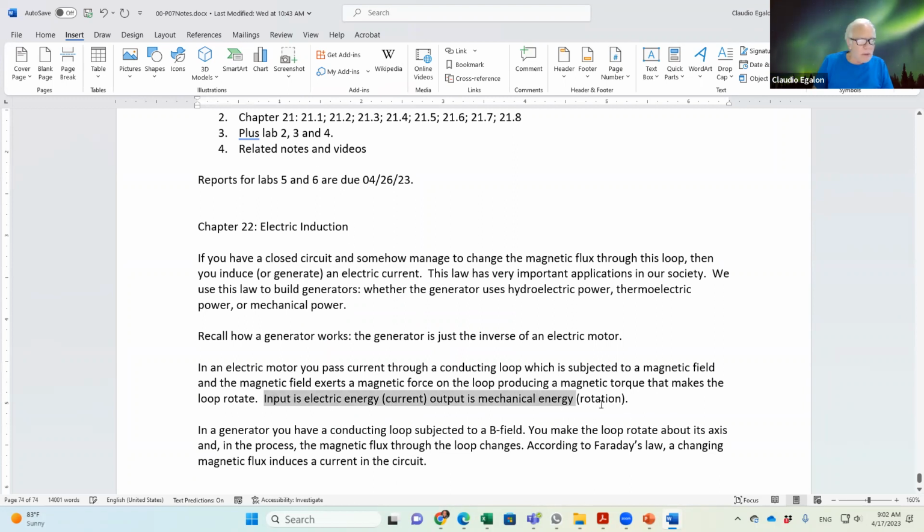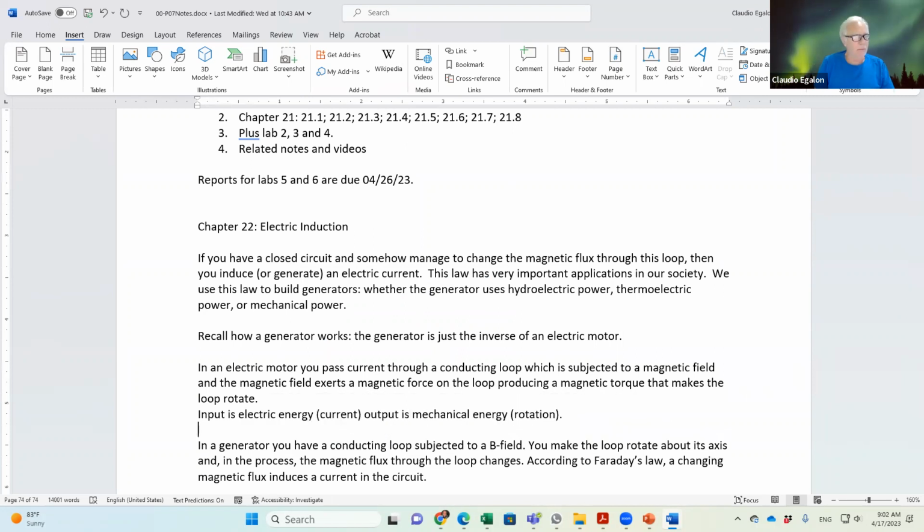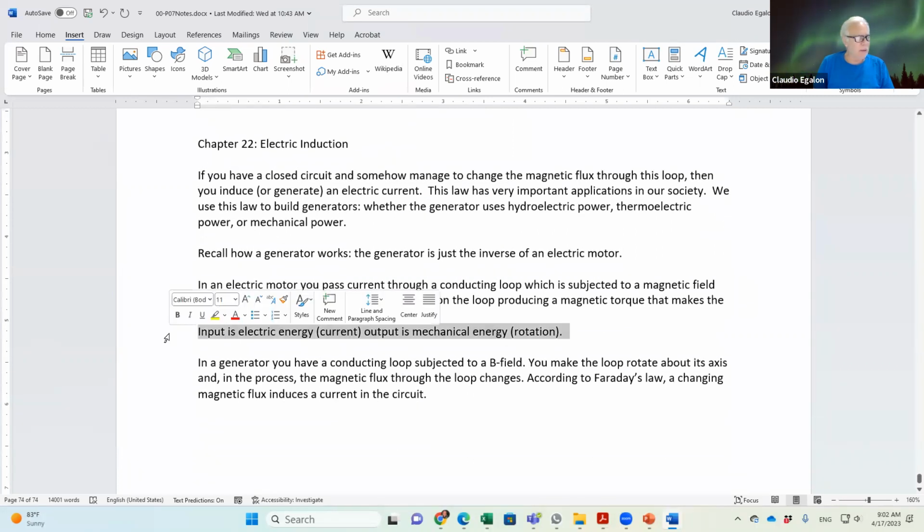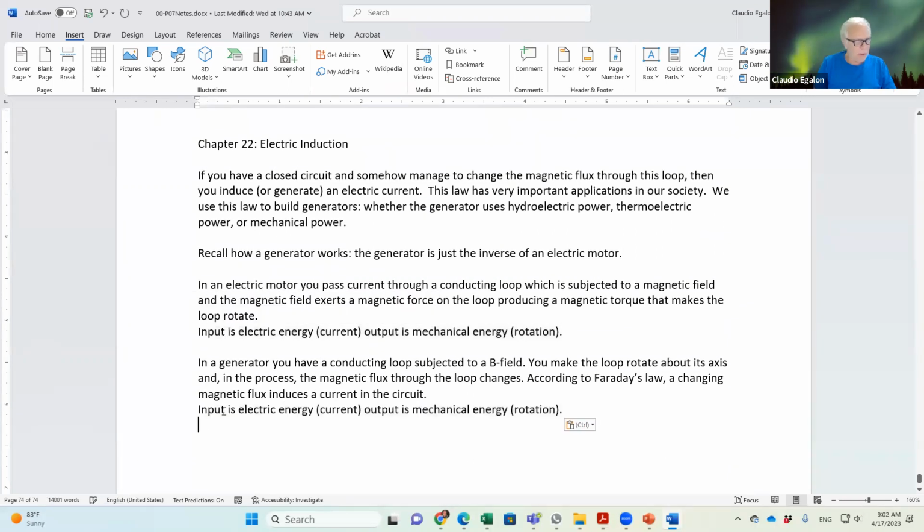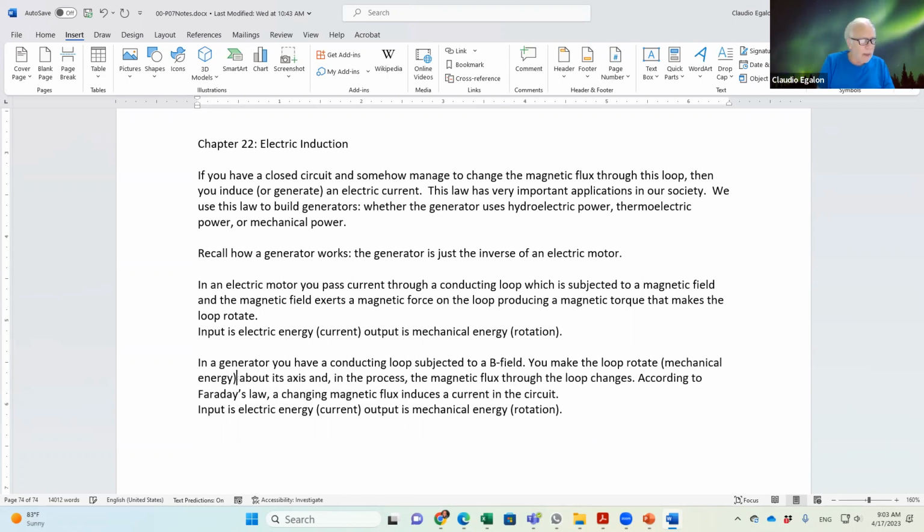I'm going to put that in a different line, but I'm still going to leave a space. Input is electric energy, output is mechanical energy. So what is going to be here? In the generator, you have a conducting loop. You make the loop rotate, with mechanical energy, about this axis. And in the process, the magnetic flux through the loop changes. According to Faraday's law, changing magnetic flux induces a current in the circuit.